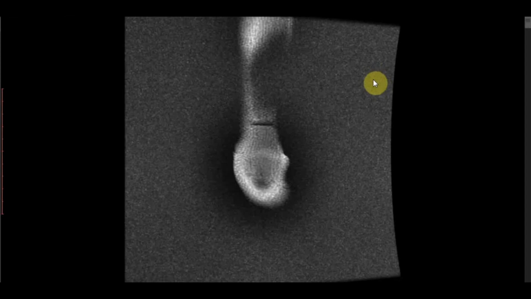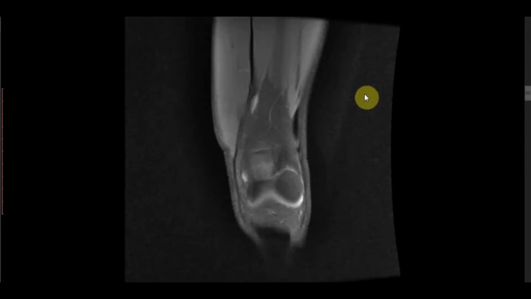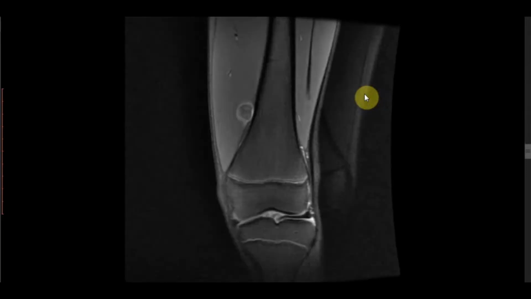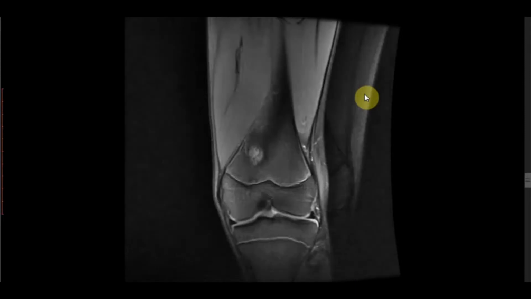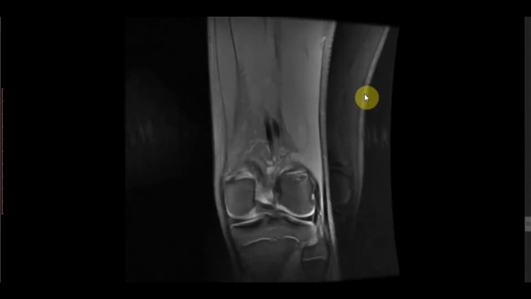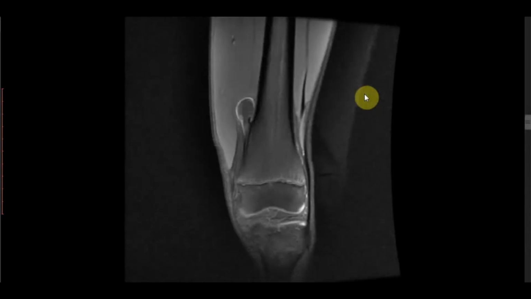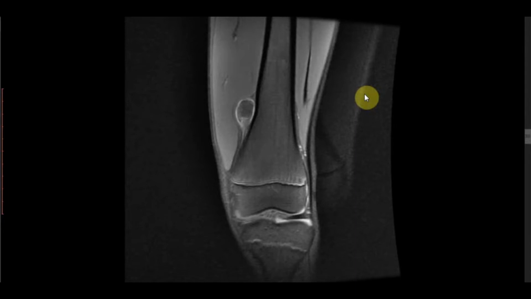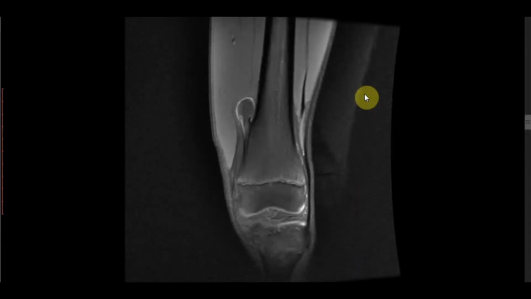In this video tutorial, I will be showing you some of the cases of MRI knee. So the first case is a 15-year-old male who presented with a palpable lump in the medial aspect of lower thigh, and this is the coronal PD fat sat, and we can see a bony projection arising from the junction of diaphysis and metaphysis of femur, and this is projecting away from the joint.